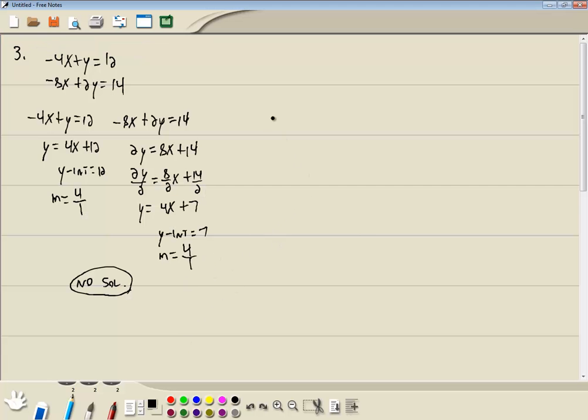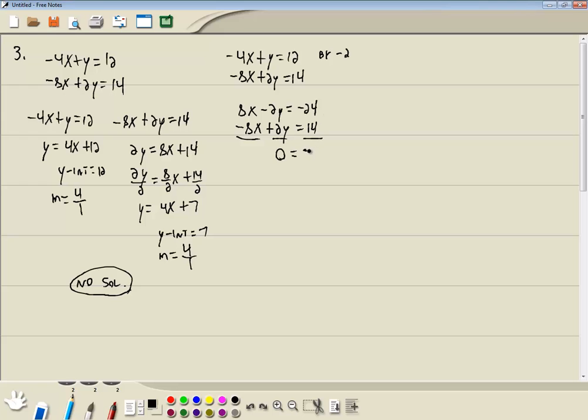Now if I was doing this by addition or elimination method, we got negative 4x plus y is equal to 12. Negative 8x plus 2y is equal to 14. I'm going to eliminate the y's, so I'll multiply this first equation by negative 2. Negative 2 times negative 4x gives us a positive 8x. Negative 2 times y is negative 2y. Negative 2 times 12 is negative 24. And I got negative 8x plus 2y is equal to 14. 8x minus 8x drops away. Negative 2y plus 2y is 0. Negative 24 plus 14 is negative 10.